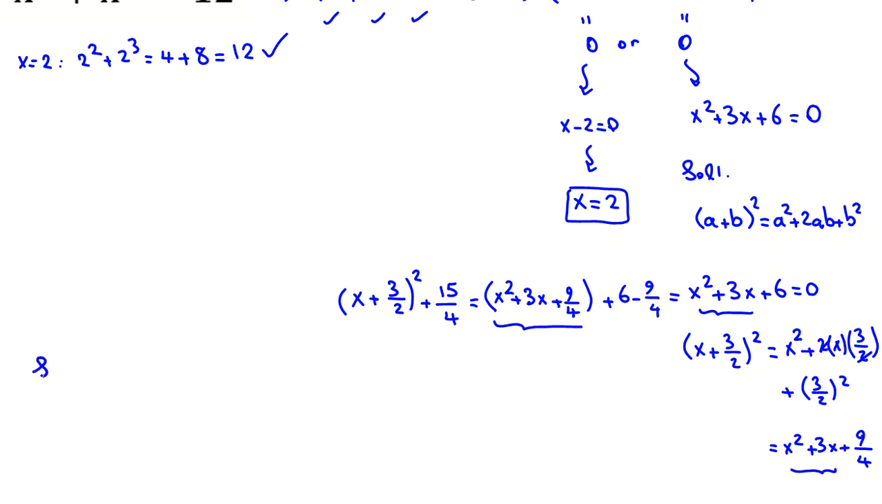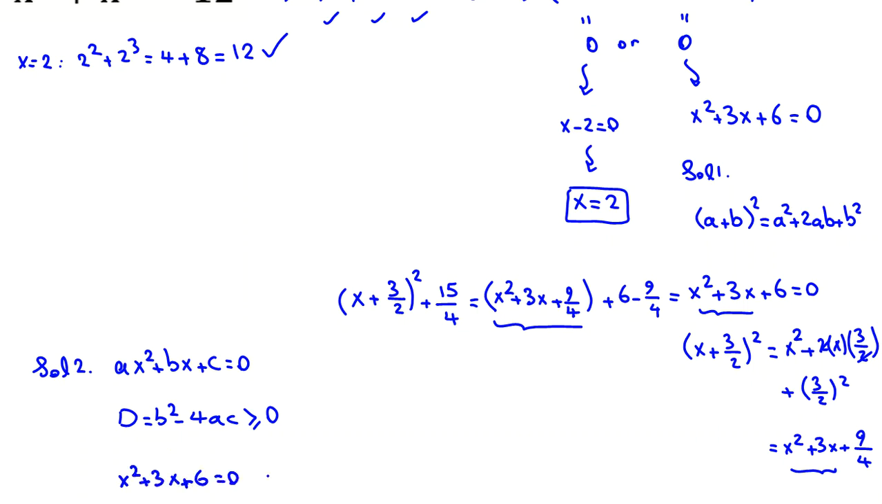Let me tell you the second solution, which is easier. Here we use the quadratic formula. It's so much easier and straightforward. In the formula, we define the discriminant, which is b squared minus 4ac. It has to be greater than or equal to 0 for the quadratic formula to have real answers. So here our equation is x squared plus 3x plus 6 equal to 0. Considering this, the coefficient a of x squared is 1, b, the coefficient of x, is 3, and c, the constant term, is 6.